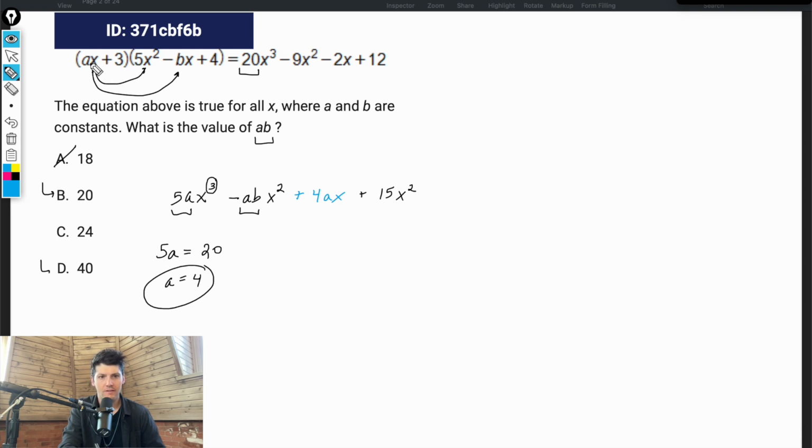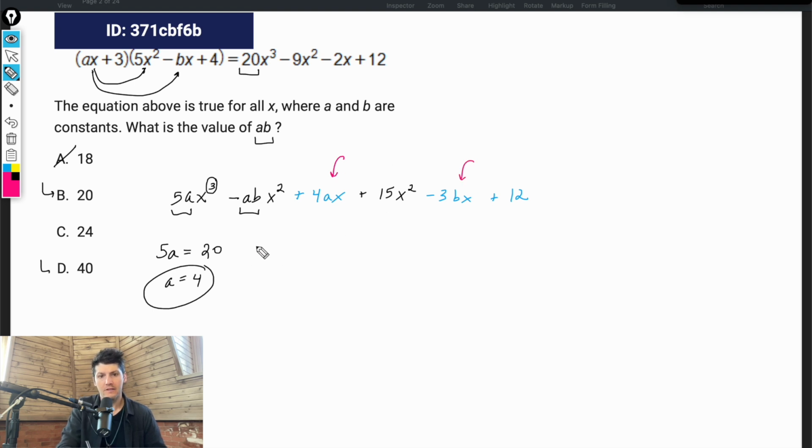I'll now do ax times negative bx. Oh, I'm sorry, I already did that. 3 times negative bx, negative 3bx. I don't really care about that and then 3 times positive 4 for 12. So notice I've gotten 6 terms, 3 from ax times all 3 of these, and then 3 from the number positive 3 times all of these. Okay. Now, why don't I care about these other terms so much? I mean, I could. Another approach would be to focus on these two right here.